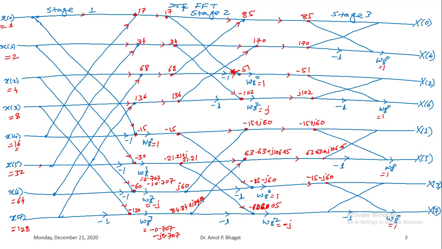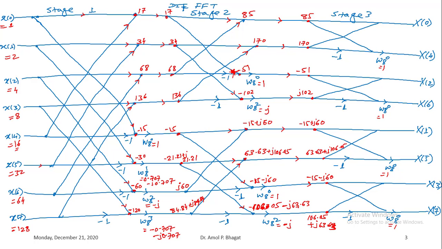Then this will be there, that is minus j 84.84 plus 21.21, right? So here you will get minus j 63.63. Then it will get multiplied with this minus j, so here input will be there 106.05 plus j 63.63.